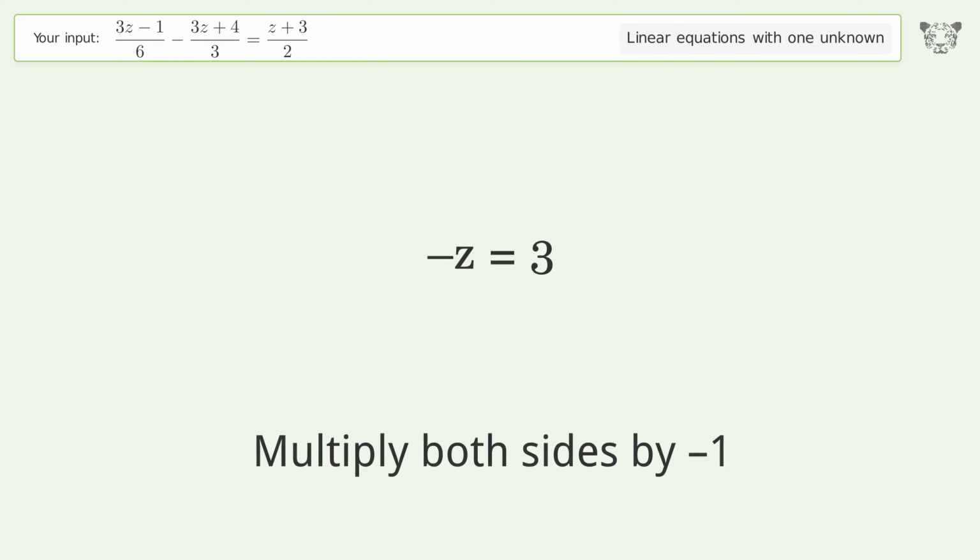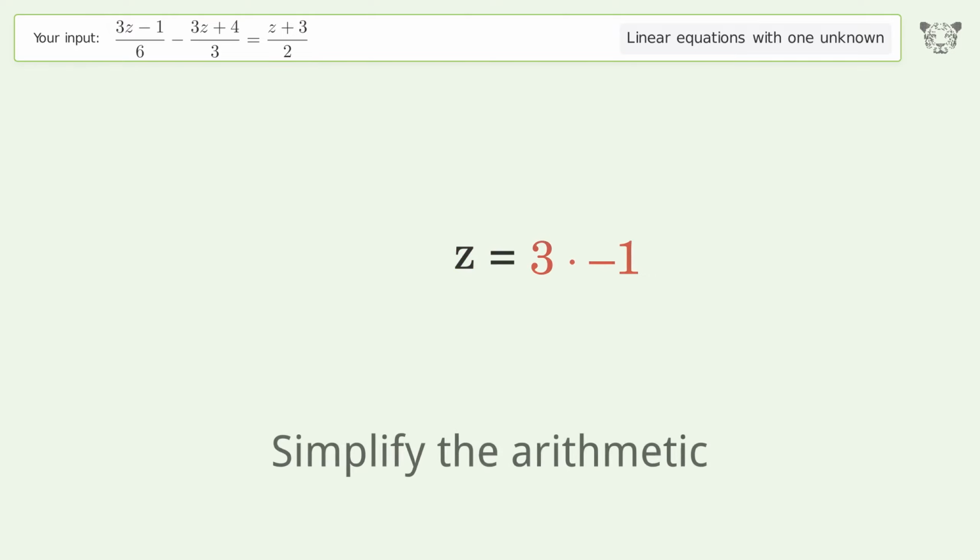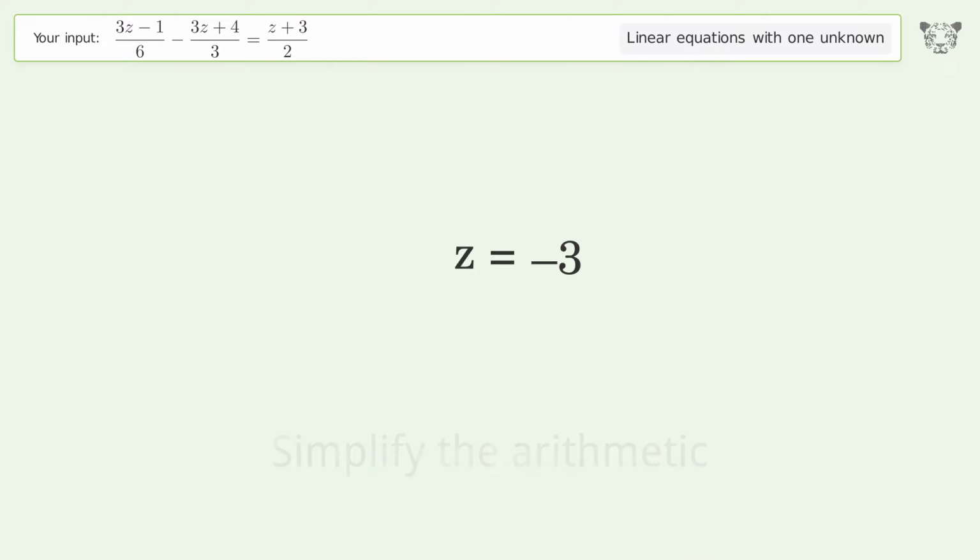Multiply both sides by -1. Remove the ones. Simplify the arithmetic. And so the final result is z equals -3.